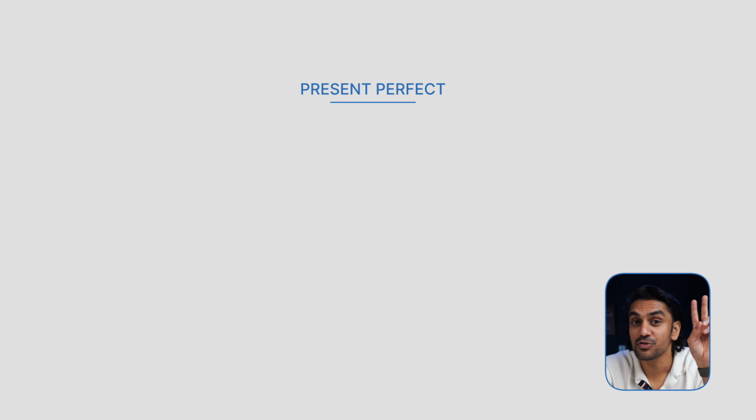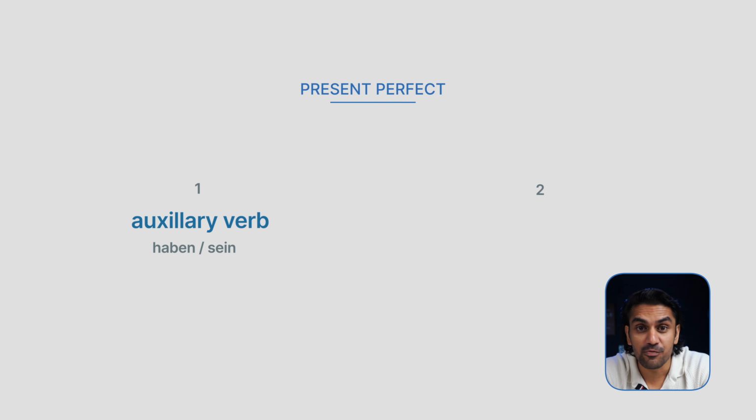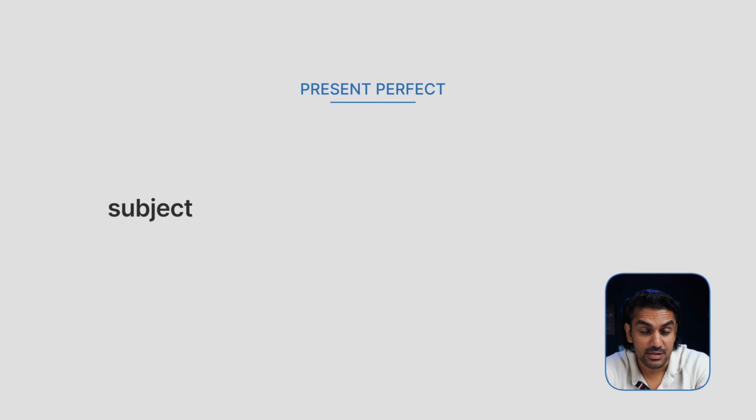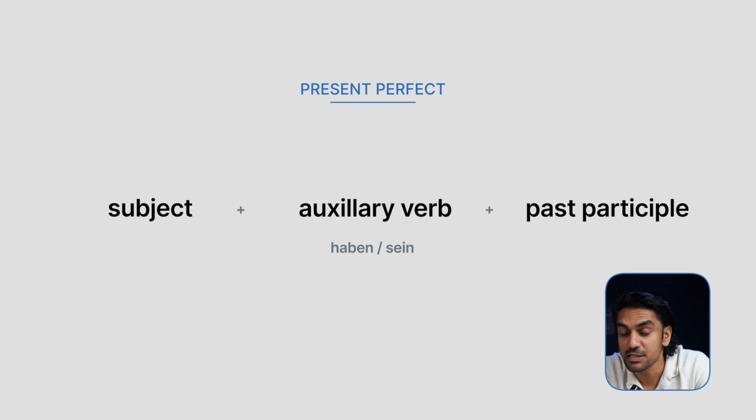The perfect tense or present perfect is made up of just two parts. Remember the verbs haben and sein we talked about earlier. You will need one of them as the auxiliary verb in the first part. And the second part is the past participle of the main verb, and that one always goes to the end of the sentence. So the sentence structure in the past looks like this. Subject plus auxiliary verb, which is haben or sein, and past participle form of the verb.